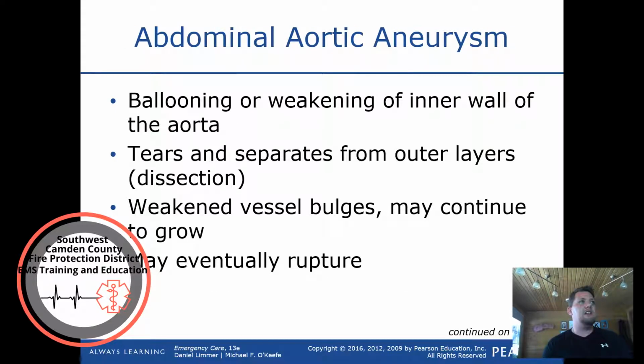Abdominal aortic aneurysm. This is a ballooning or weakening of the inner wall of the aorta. It tears and separates from the outer layers, causing a dissection. The weakened vessel bulges, and it may continue to grow and may eventually rupture. If you have a patient who has this problem, what you're going to do is not touch the abdominal area. Okay, so let's talk about the signs and symptoms, because that'll make more sense.